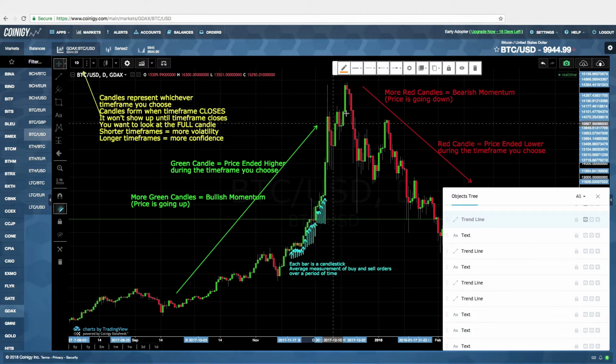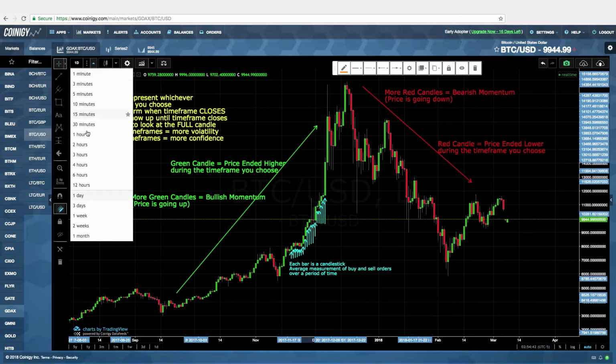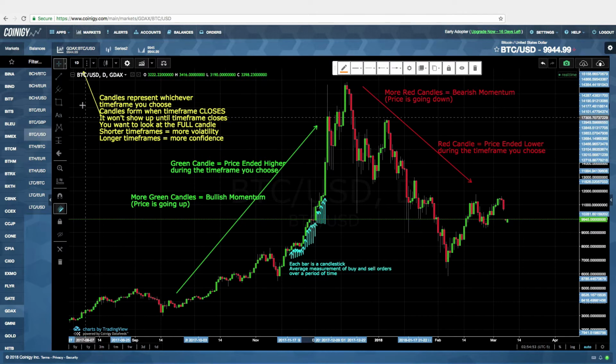Now, like I mentioned before, each candle represents whichever time frame you choose, and you could choose the time frame right here. So candles finish forming once their particular time frame is done, and then it moves on to the next candle. And you want to look at the full candle to have a good picture of what it's going to do. And you could change this from the 1 day to 12 hours, 6 hours, all the way down to 1 minute. And the thing to know is that the shorter the time frame you use, the more volatility that you'll be looking at.